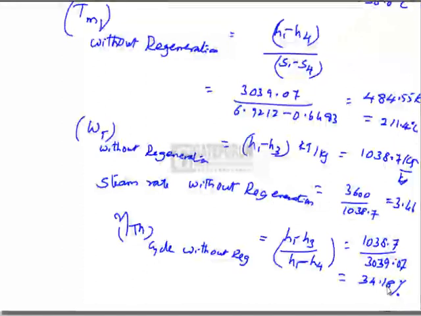Without regeneration it is 1038. This decrease in work output with regeneration is due to the reason that around 20% of the steam is bled. For 1 kg of the steam entering the turbine, 0.2 kg of steam is bled from the turbine. That is the reason why total work output of the turbine after regeneration per kg of steam entering the turbine is reduced, because a certain amount of the mass of the steam is bled from the turbine. So with regeneration we got 916.13 and without regeneration we got 1038 kilojoule per kg.